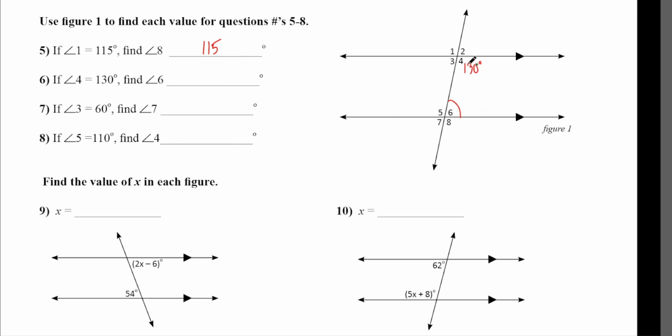Okay, so if this is 130, how do I find angle 6? Is it the same? No, it's not the same. They add up to 180. So if I know this is 130, what math do I do? That's right. I take 180 minus 130, and that gives me 50. And so what's angle 6? It's 50 degrees.